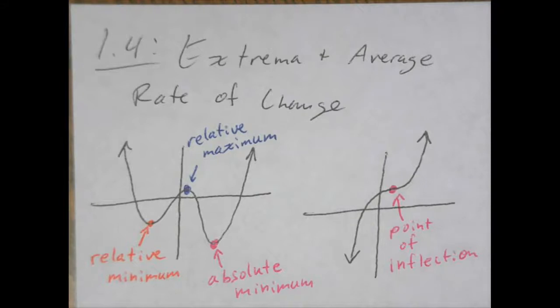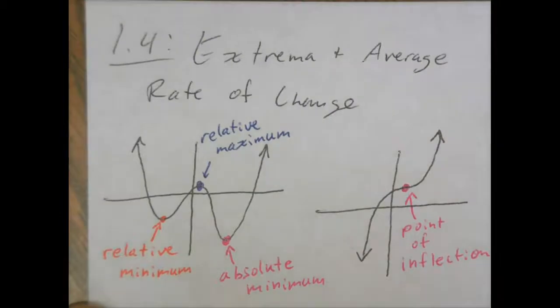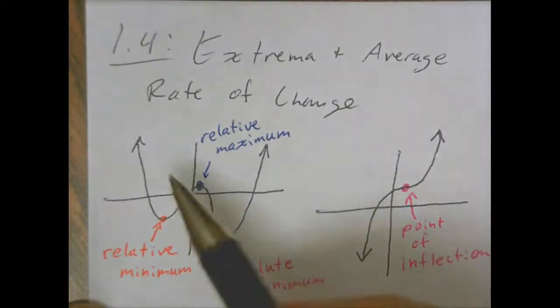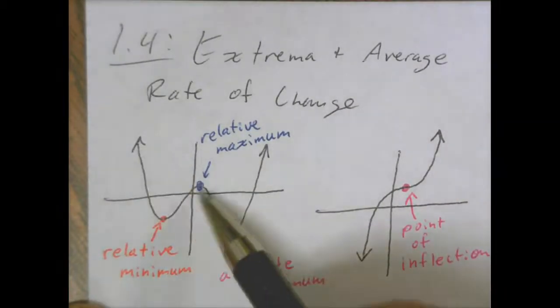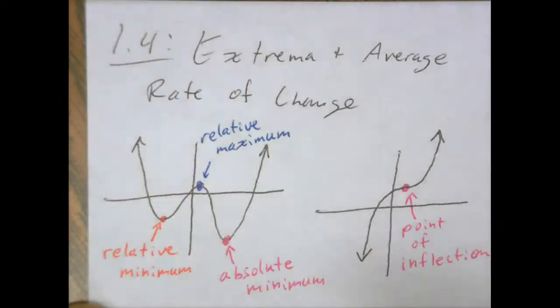It's talking about extrema and average rate of change. Obviously, you can still read. Pretty much, this is going to be talking about analyzing graphs a little bit more. So, in this graph on the left, we have a function to the fourth. X to the fourth is your highest value.